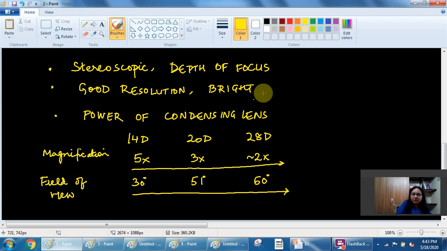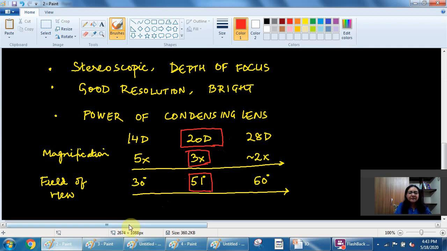Most commonly, clinically, we use the 20 diopter lens, because that gives us fairly good magnification and a good field of view. So it gives us 3 times magnification and about 50 degrees of field of view.